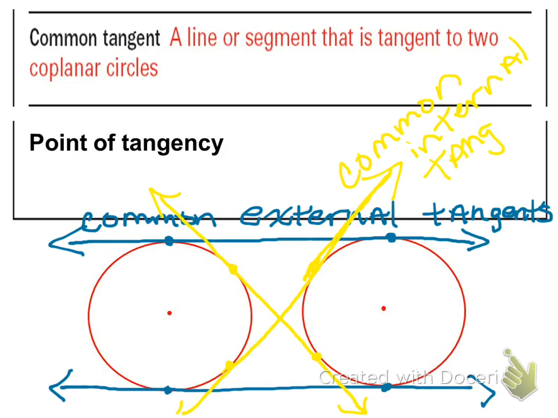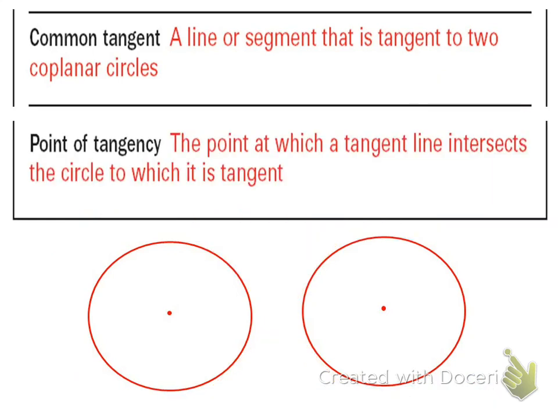Okay, so common tangents. There are what we call common internal tangents and common external tangents. And you need to be able to distinguish between the two. Point of tangency we've already discussed, so I won't spend a lot of time here. Remember, a point of tangency is the point where the tangent line intersects the circle. So let's move on to our next term.